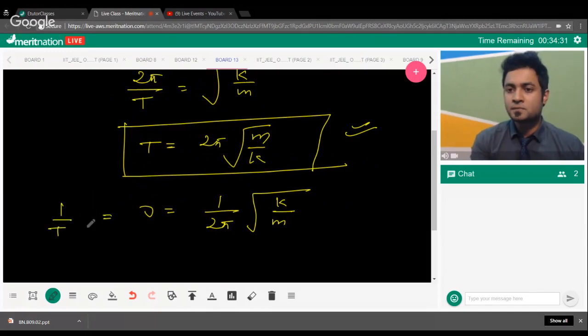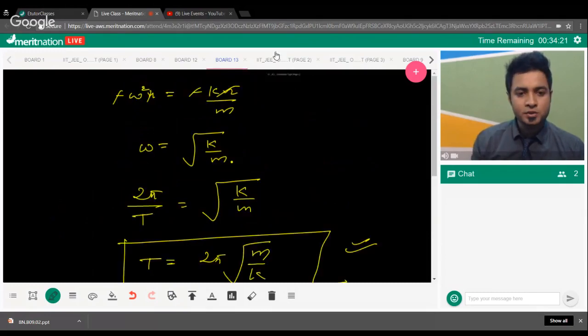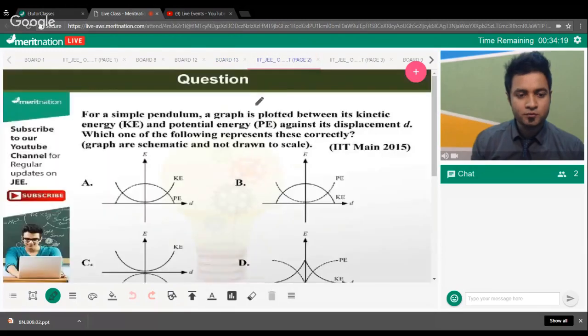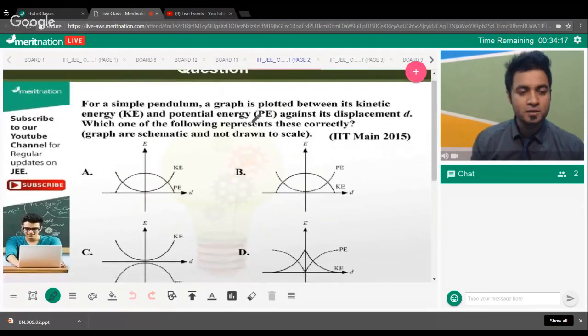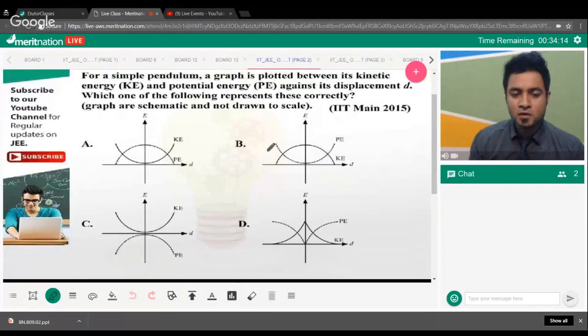right? So now guys, we can take a few questions on this. Okay, the last year questions that were asked in IIT JEE. I have a few questions with me. So this question I have here: for a simple pendulum, a graph is plotted between its kinetic energy and potential energy against the displacement.